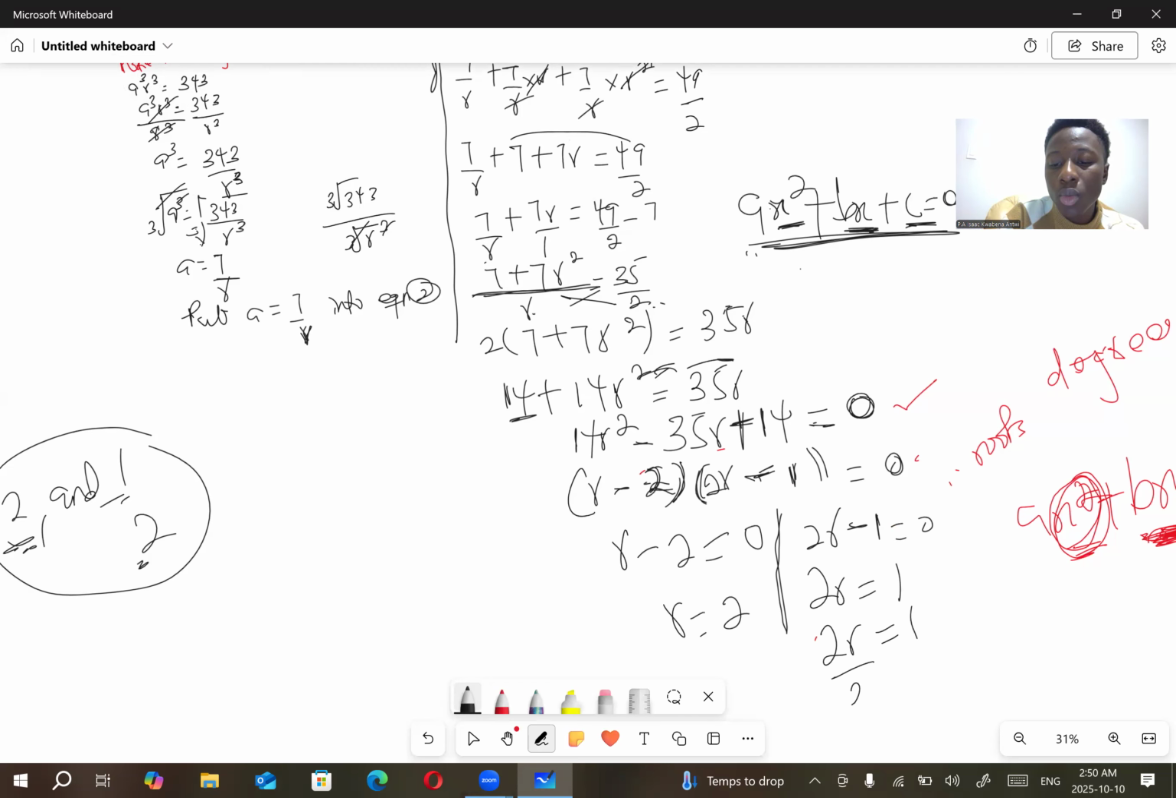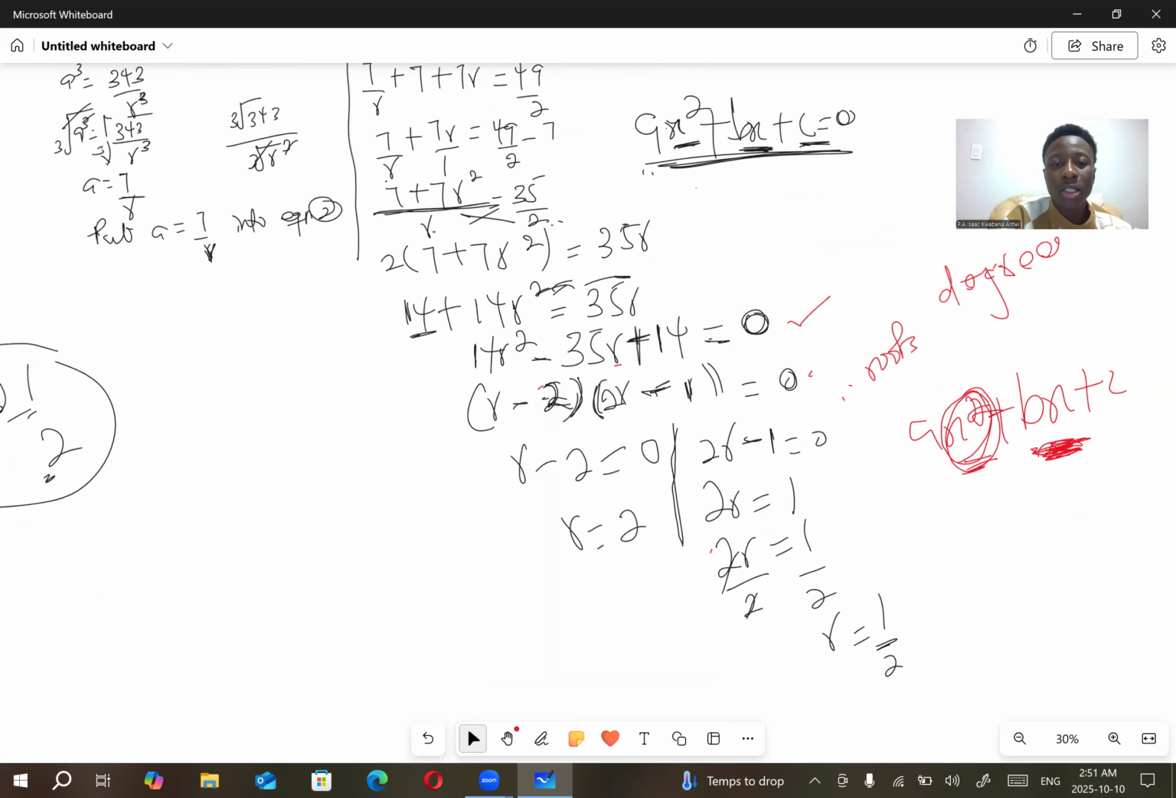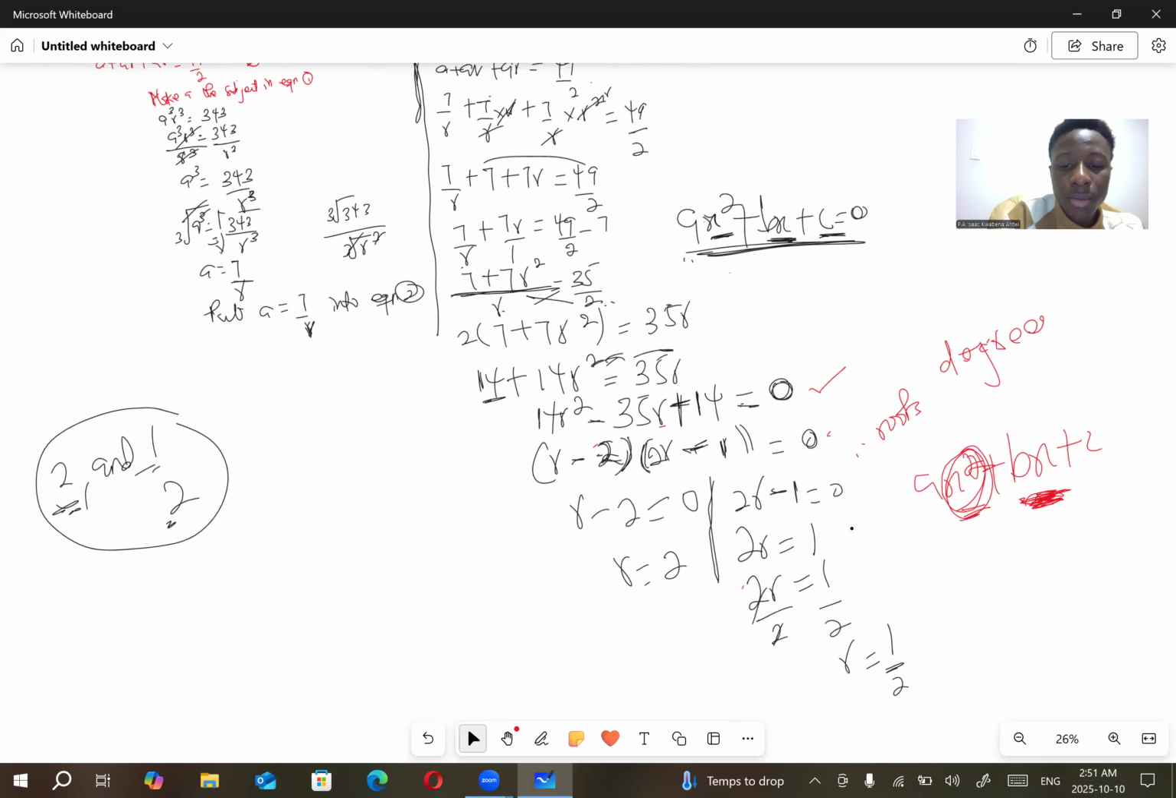You divide by 2, you divide by 2. You have R to be equal to what? Half. So you see, you got it back. If you do it well, you get it back. You can't just write the answers R equals 2, R equals half. You have to show a step. And anyone doing the factorization approach would have these factors in the bracket.